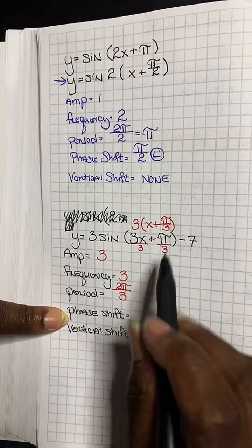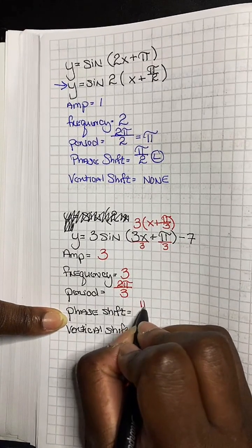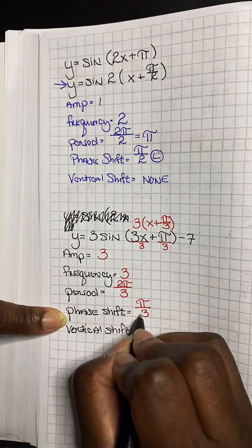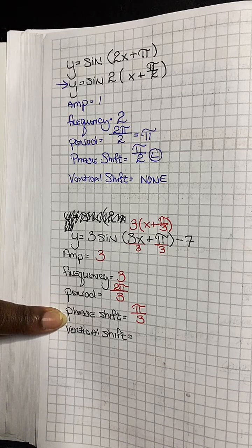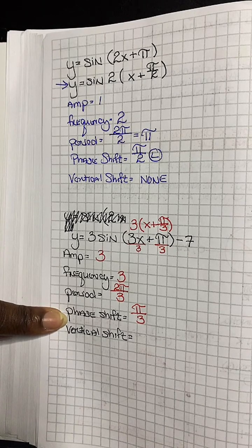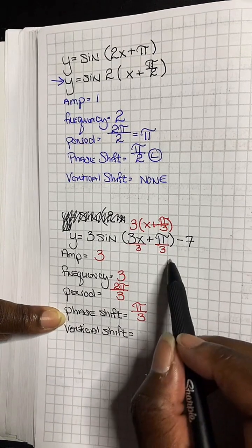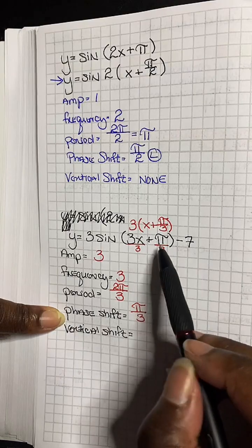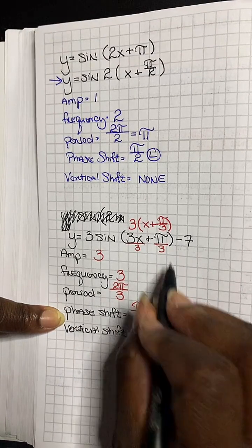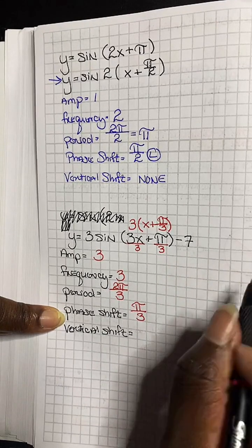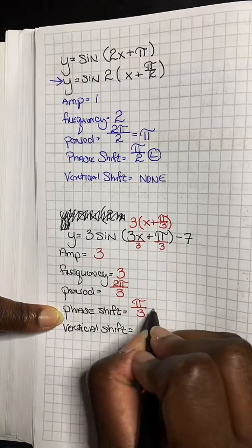Now my phase shift, which we factored, is going to be pi over 3, but which direction am I going? Left or right? Nice. We got left. Good job, guys. Very nicely done. Because since it was a plus, you always do the opposite. Plus normally means to the right, that's positive. So that means we're going to the left.